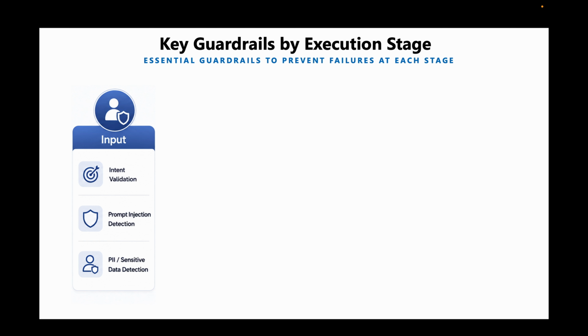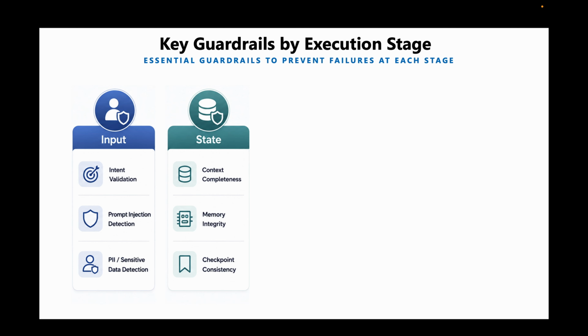Input guardrails validate input for intent, detect prompt injections, and identify sensitive information. And based on these checks, guardrail may either allow the request to proceed, require additional validation, redact sensitive content before sending it to the model, or block the request entirely.